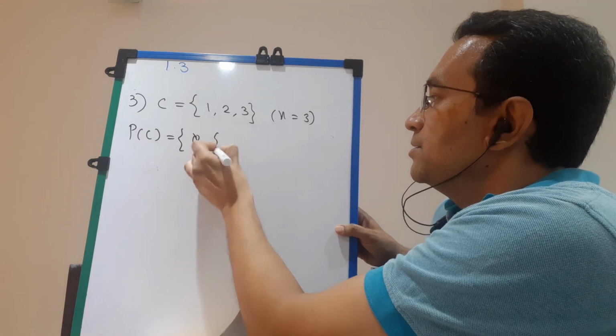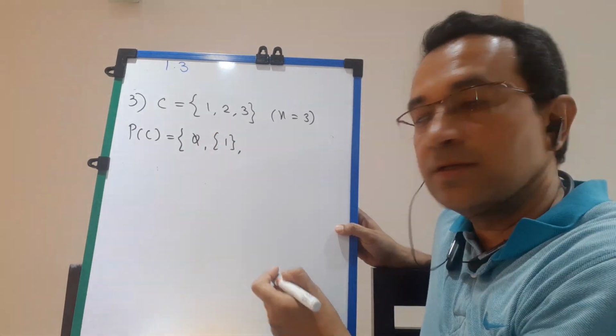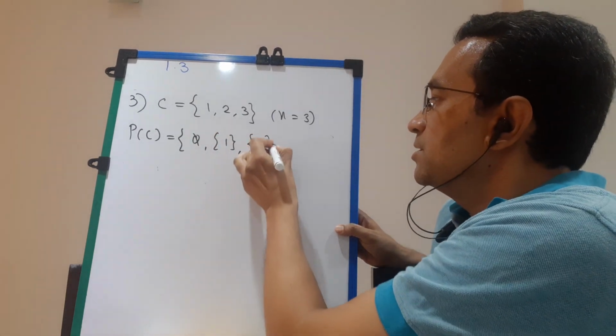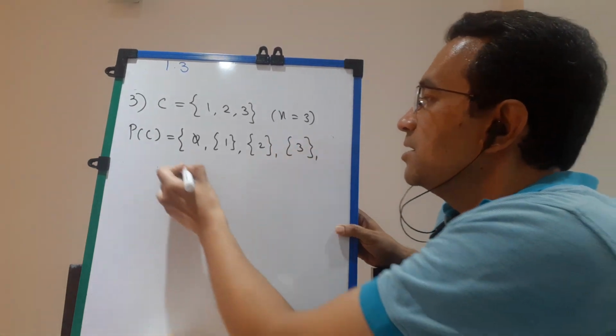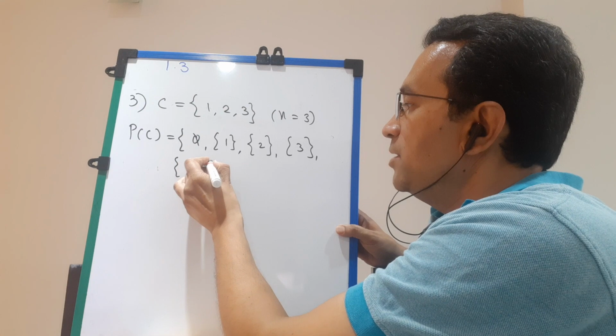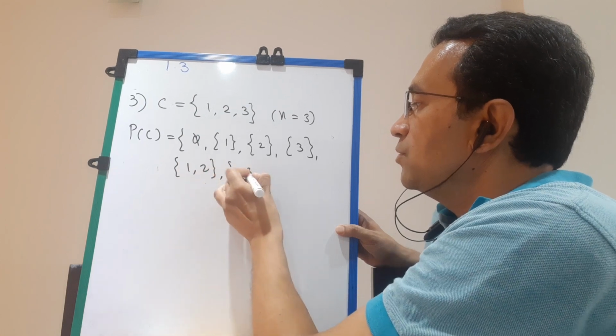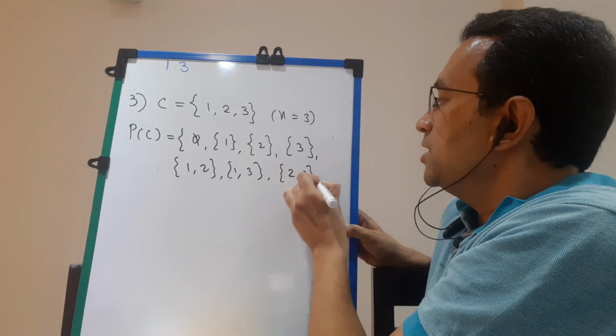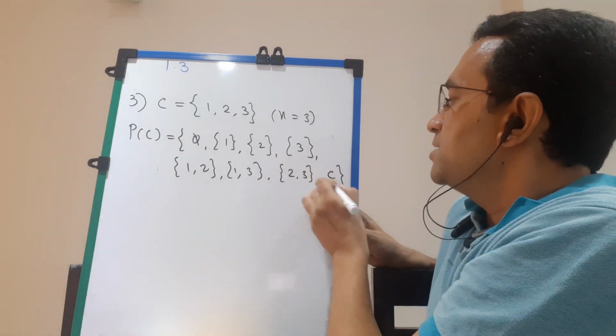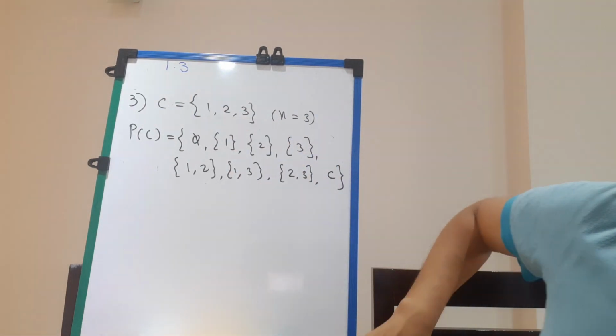the null set, then the singleton set {1}, then the singleton set {2}, then the singleton set {3}, then the sets {1, 2}, {1, 3}, then {2, 3}, and set C itself. Instead of {1, 2, 3}, I can write C also.